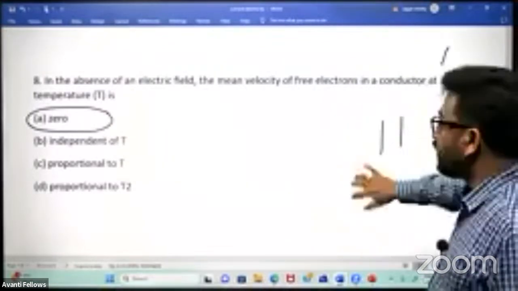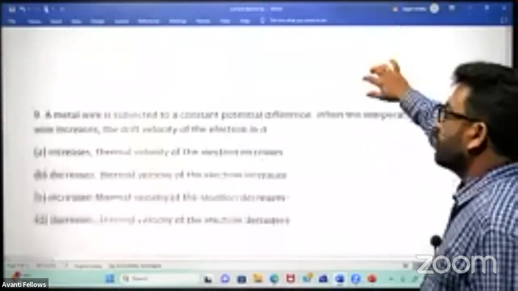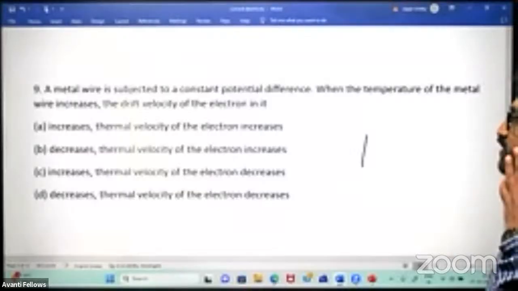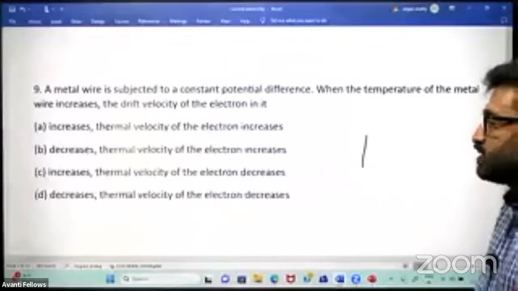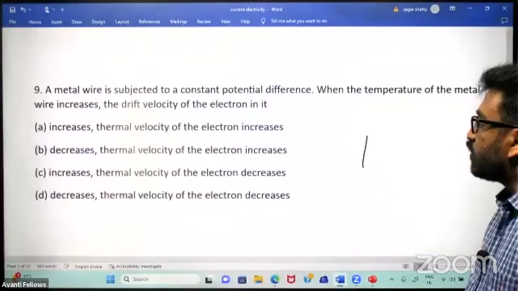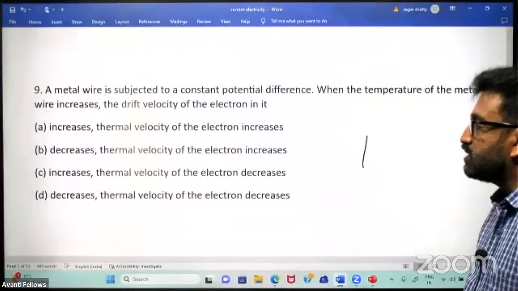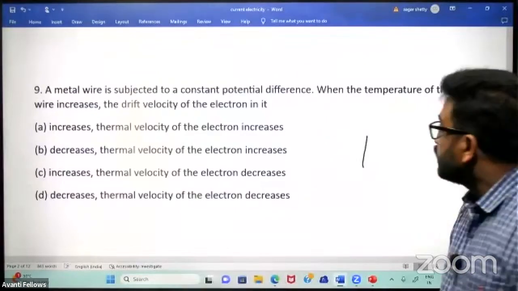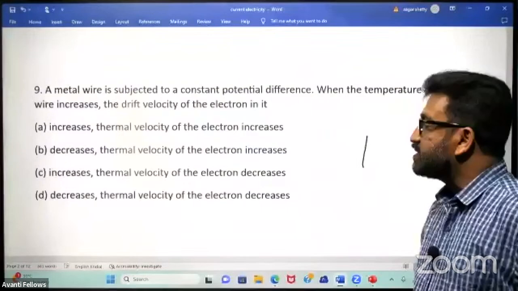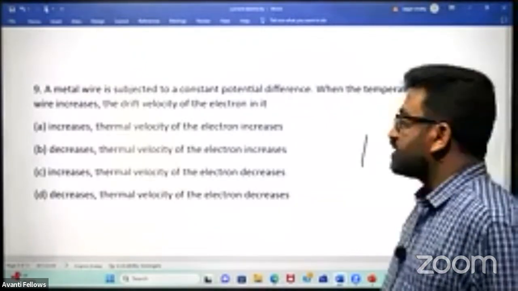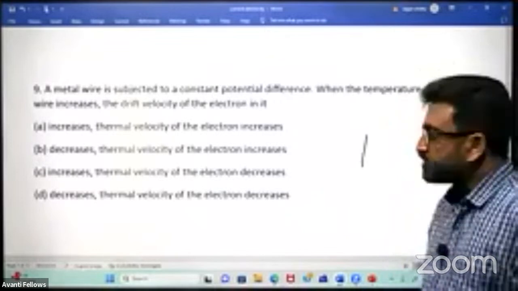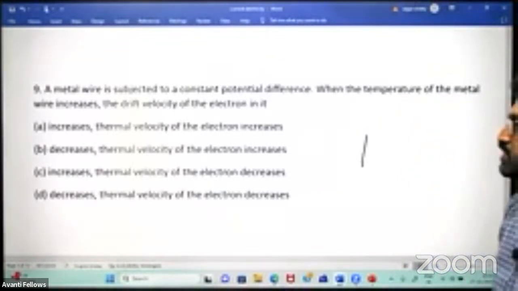Okay, next question. A metal wire is subjected to constant potential difference. When the temperature of the metal wire increases, the drift velocity of electron increases, decreases, thermal velocity of electrons increases, thermal velocity of electron decreases, or both decrease. Which is the correct option in this? Question number 9.